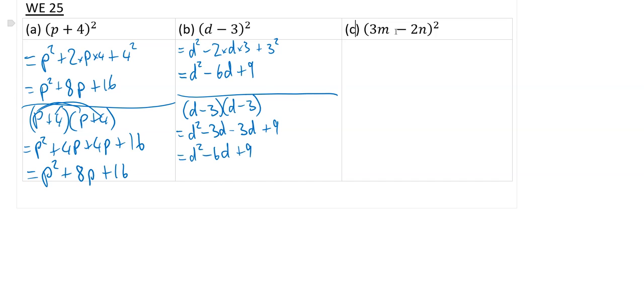Last one on this part. I want to do this. So this is going to be, what's 3m squared going to be? 9m squared. Good. Minus 2 times 3m times 2n plus 4n squared. Yeah, so there's a little bit to keep track of there, but not impossible.